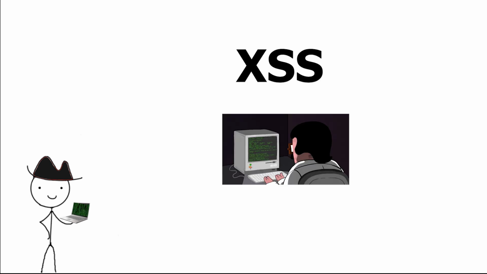Okay, let's start with the basics. XSS is a vulnerability that allows an attacker to inject malicious scripts, usually JavaScript, into a website. And these scripts are then executed in the browser of anyone who visits the infected page.